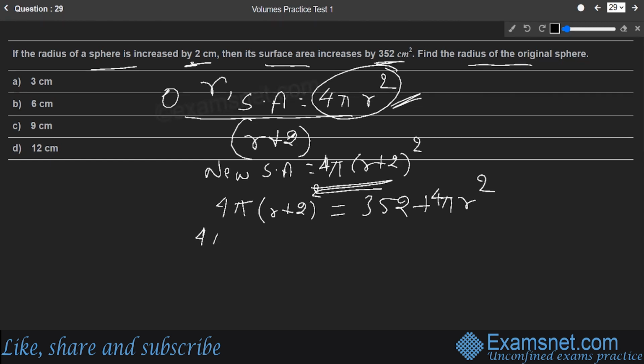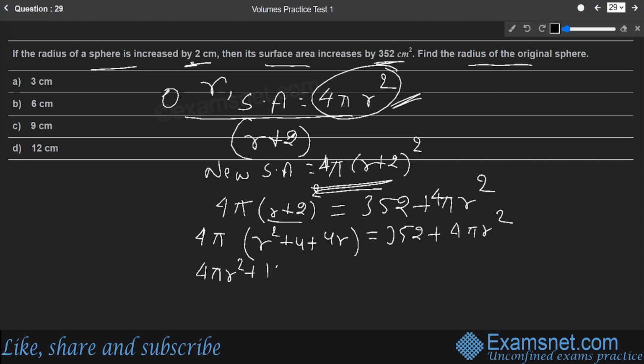So it has to be 4 pi into (r plus 2) whole square. Opening by (a plus b) whole square, it is going to be r square plus 4 plus 2 into 2r, that is going to be 4r, is equal to 352 plus 4 pi r square. If we solve this further, this becomes 4 pi r square plus 16 pi r is equal to 352 plus 4 pi r square.